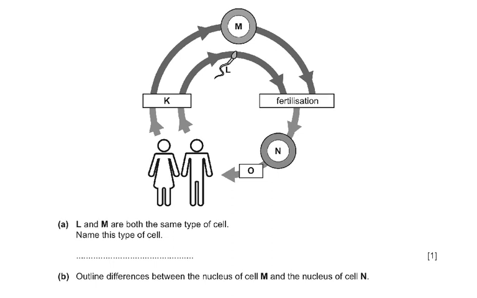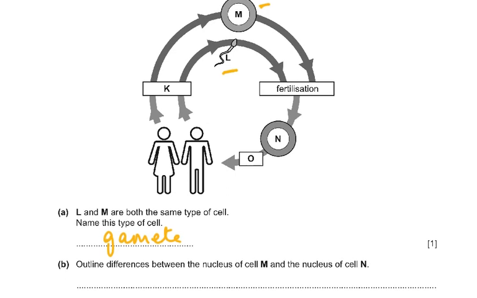Now let's look at this diagram very carefully. L is the sperm and M is the ovum. So what type of cell are these? They're gametes. And then fertilization takes place, and N, and then O and K. Outline the differences between the nucleus of cell M. M, as you know, is the ovum, and L, as you know, is the sperm. But it's not asking you that. It's asking you the differences between the nucleus of cell M and the nucleus of cell N. Cell N is the zygote.